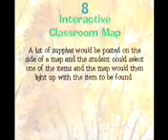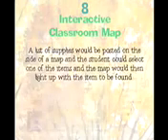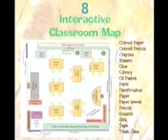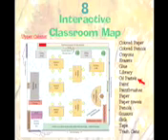A list of supplies would be posted on the side of a map, and the student could select one of those items, and that map would then light up with the item to be found. For instance, oil pastels.